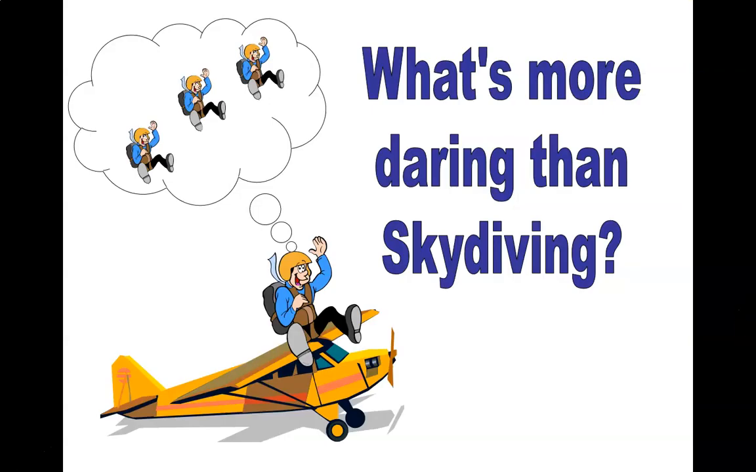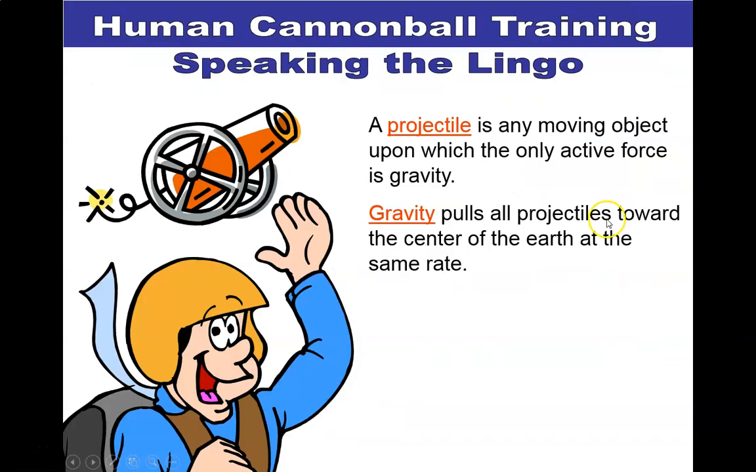All right, and you don't have to fall from a plane. In this case, we're going to be shooting a human cannonball. So what's more daring than skydiving? Oh, what could it be? The human cannonball. So a projectile is anything that's moving only under the influence of gravity. That basically means it doesn't have wings. And gravity pulls all projectiles down towards the earth at the same rate, and that rate is 9.8 meters per second squared.